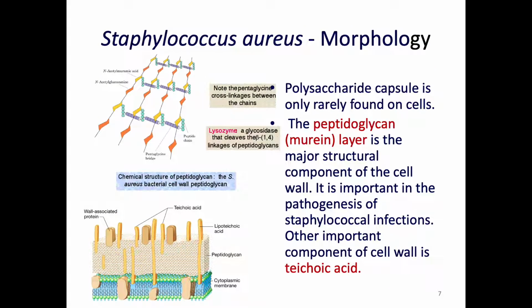Staphylococcus can rarely produce a polysaccharide capsule. The peptidoglycan layer, or murein, is the major structural component of the cell wall, and it is important in the pathogenesis of staphylococcal infections. Another important component of the cell wall is teichoic acid.